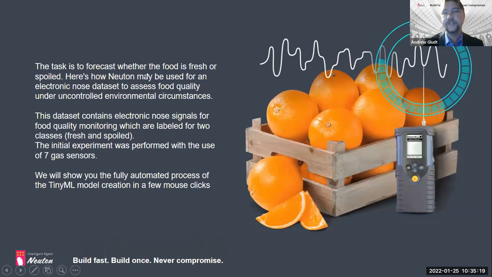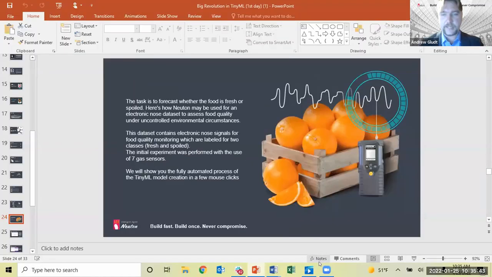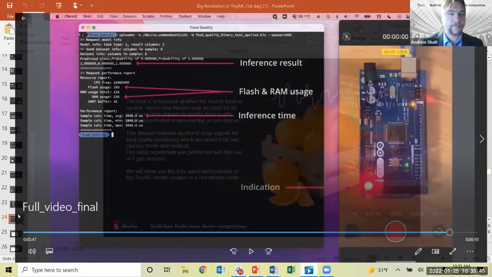And similar to the use case that you were sharing with us, Sumit, we created a model with Newton in order to predict whether food was spoiled or not. So this device is looking at different gases and then predicting the spoilage. So let's just take a quick look at that video now.